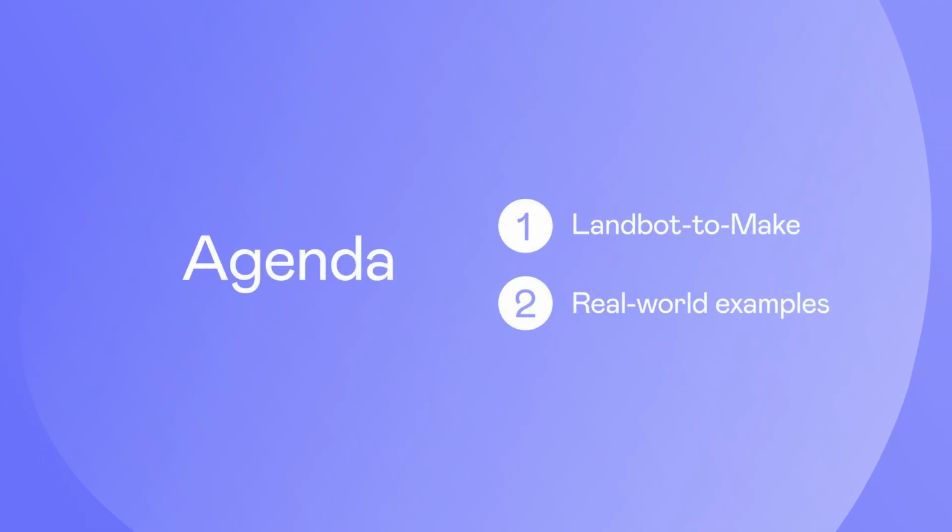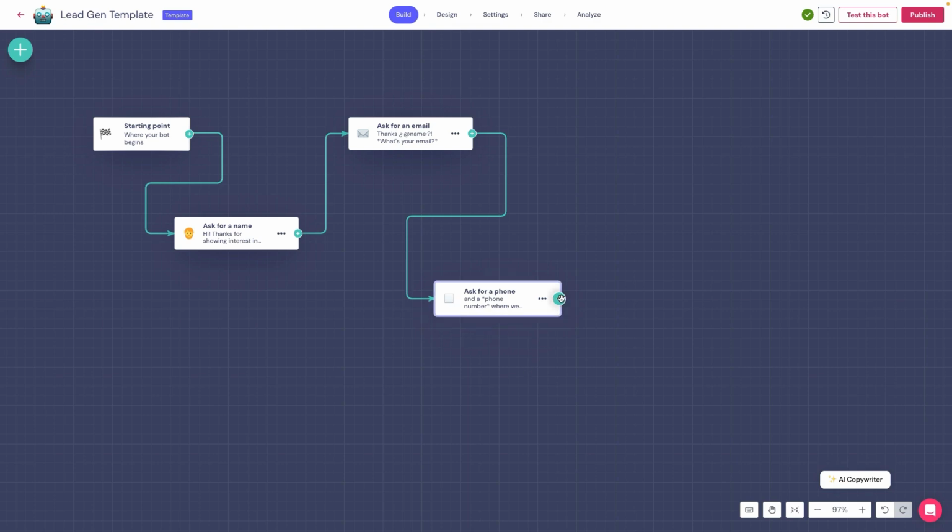Here's how we'll break it down. First, I'll demonstrate how to set up the Landbot to Make connection, and then we'll go through some real-world examples for both web and WhatsApp chatbots, so you can see what's possible when using Make with Landbot. So let's get started with the connection setup.